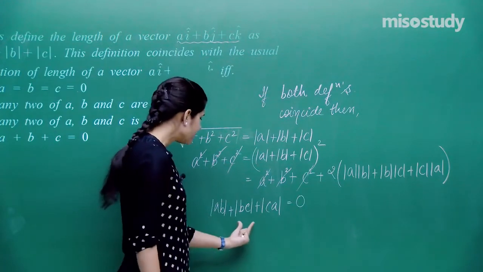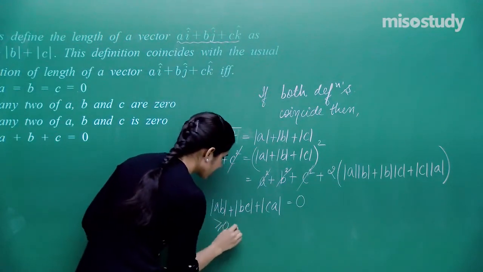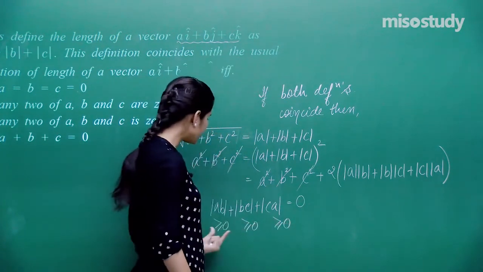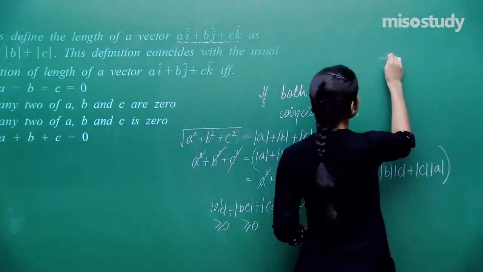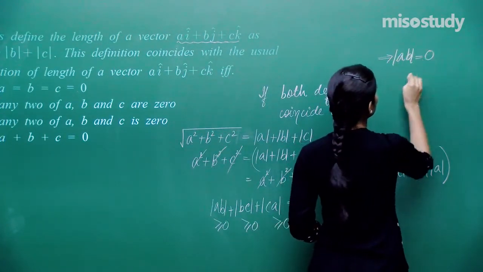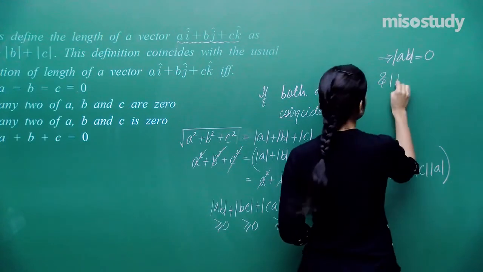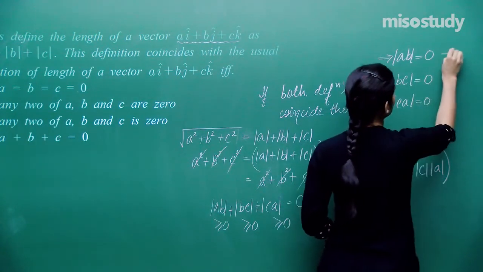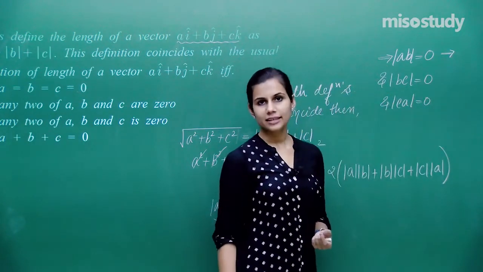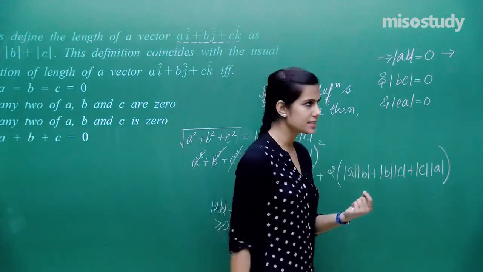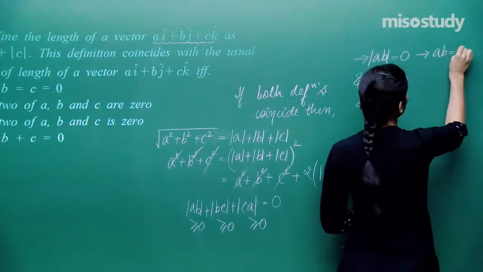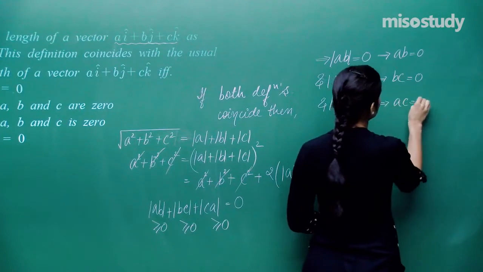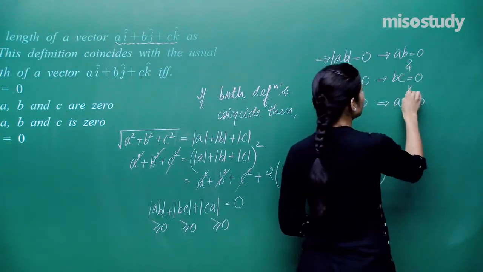Now this is non-negative, this is non-negative, this is non-negative, right? You know mod is non-negative. Sum of 3 non-negative terms is 0. That means each of the terms is 0. This implies mod of AB is 0 and mod of BC is 0 and mod of CA is 0. When mod of something is 0, that means that thing has to be 0, because mod x is 0 if and only if x is 0. So this implies AB is 0, BC is 0, AC is 0. So this is 0 and this is 0 and this is 0.